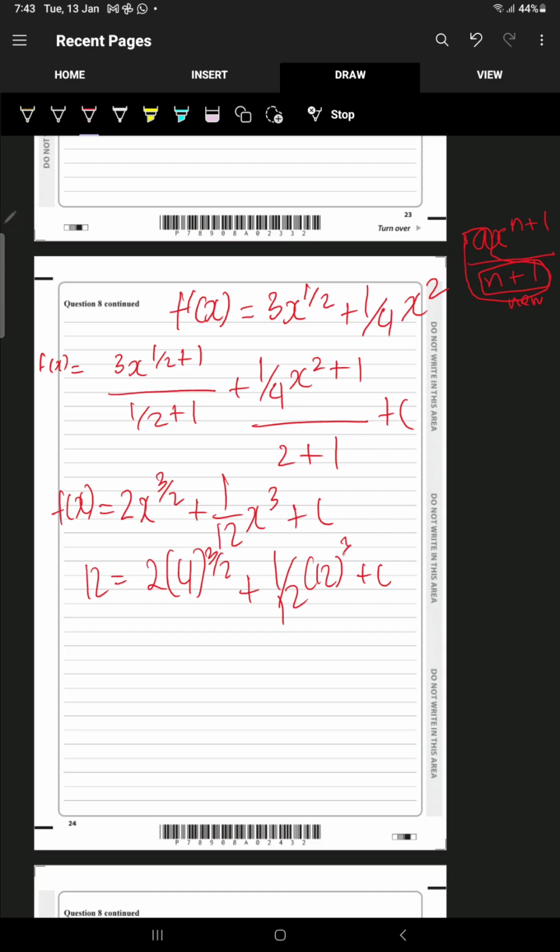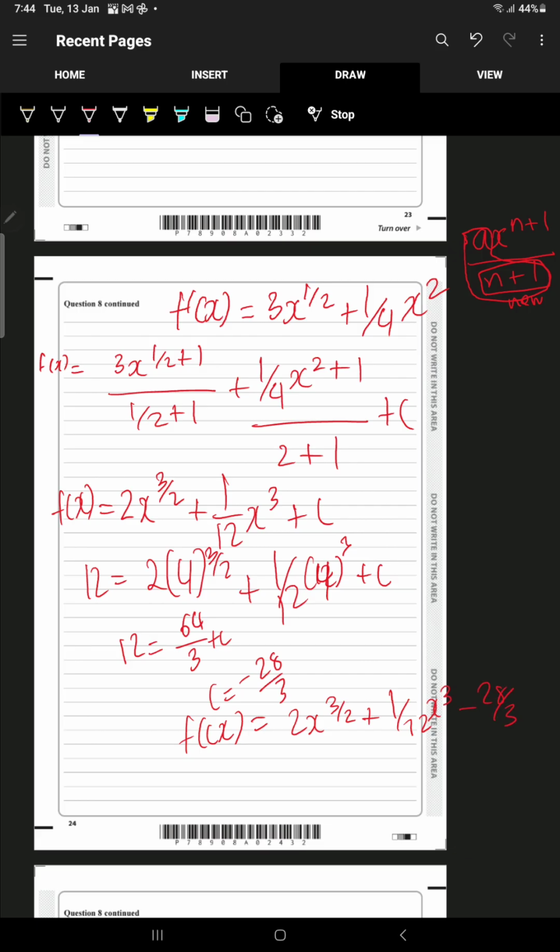This is what happens, and by the end of the question you get so exhausted. C is going to be minus 28 over 3. So f of x is going to be 2x to the power of 3 over 2 plus a half x cubed minus 28 over 3.